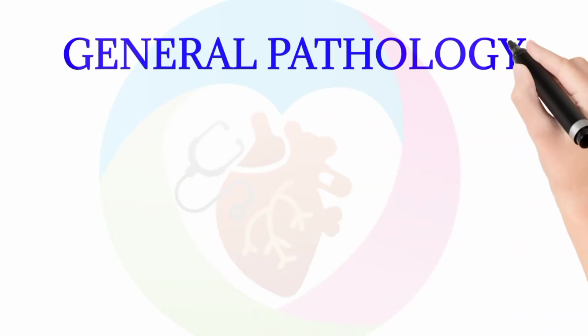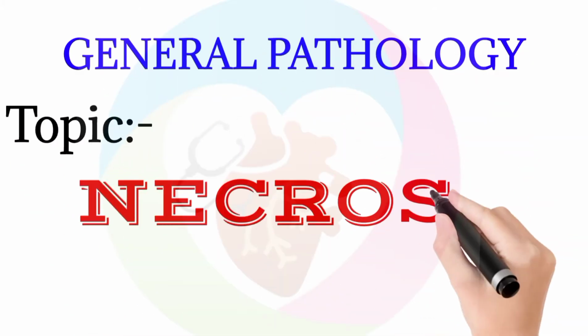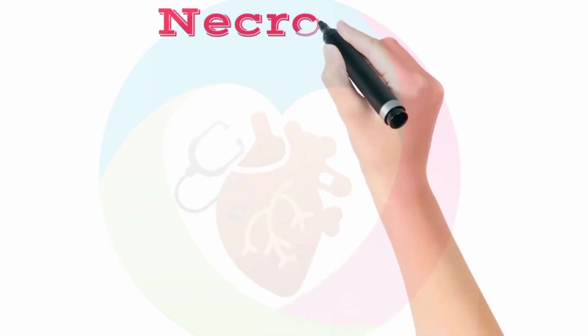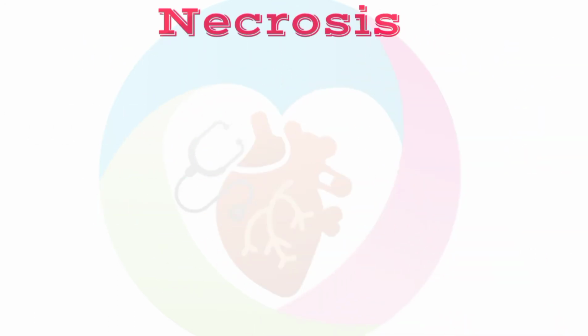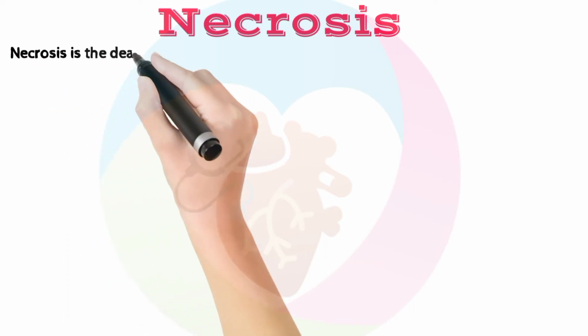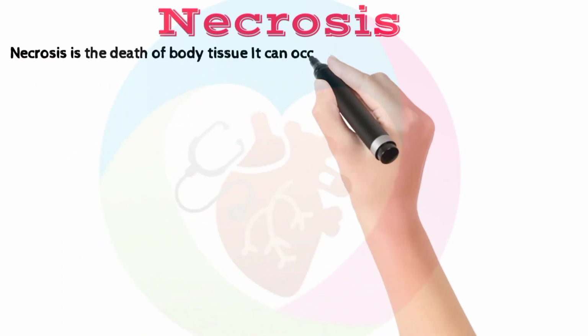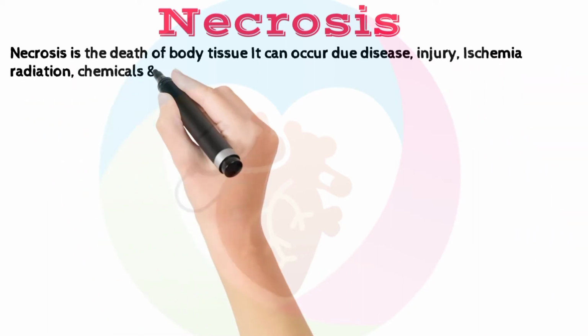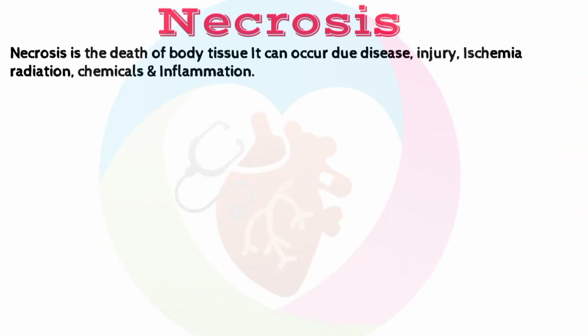In this video of general pathology, let us study necrosis. What is necrosis? Necrosis is the death of body tissue. Necrosis occurs due to disease, injury, ischemia, radiation, chemicals, and inflammation.